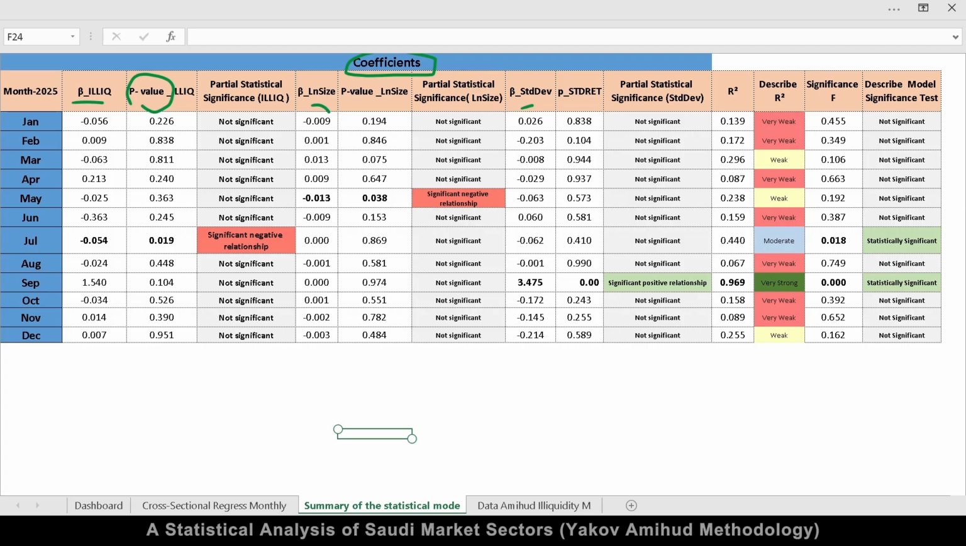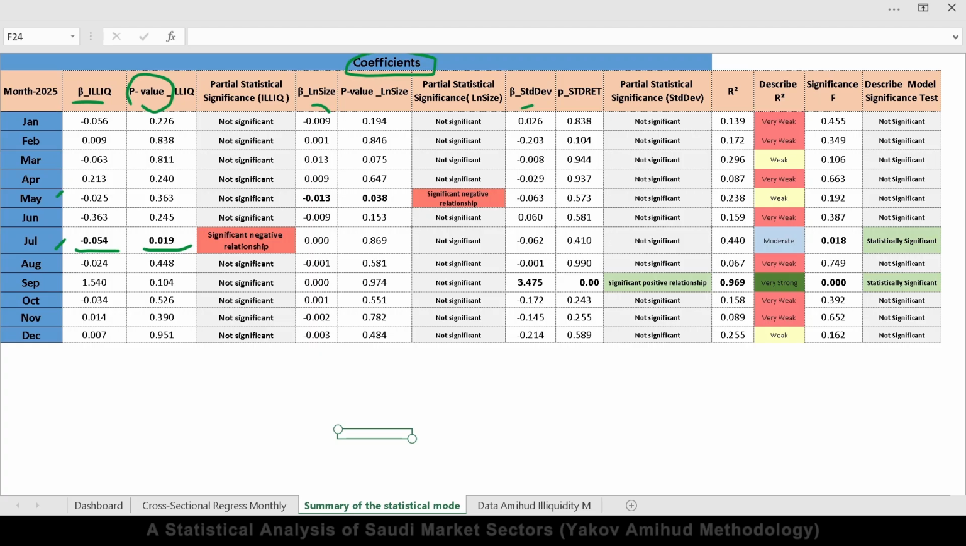This means there is no strong statistical relationship throughout most of the year between sector liquidity, market size, risk, and changes in returns. However, limited significance appears in a few months, such as July and May. In July, the model showed statistical significance between liquidity and returns. However, the effect was negative and very weak.